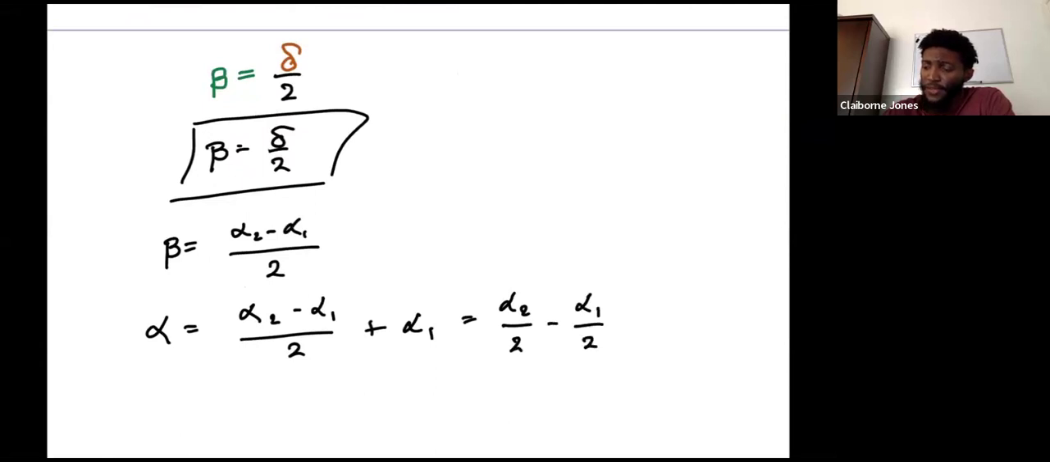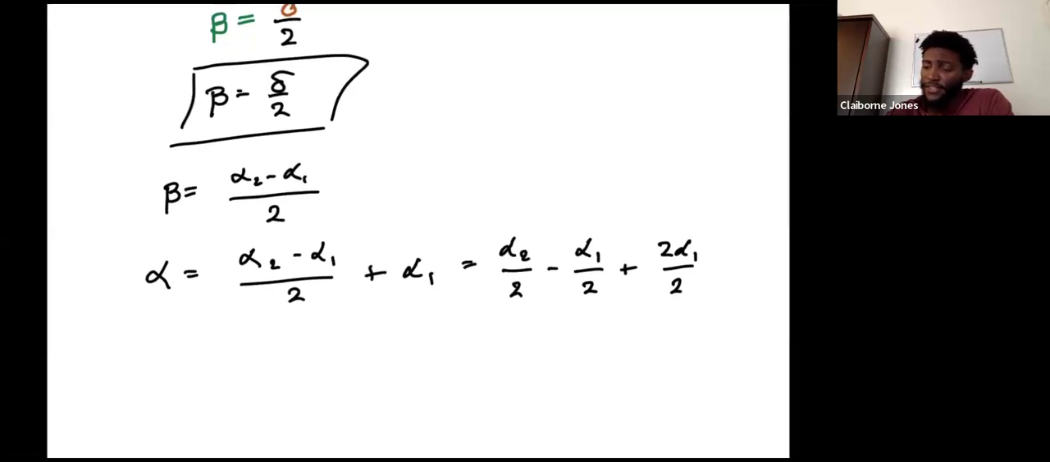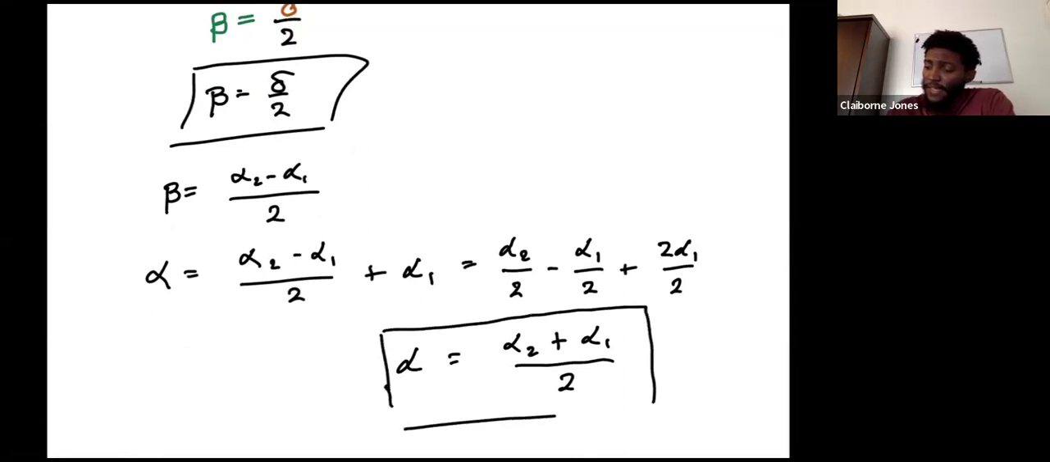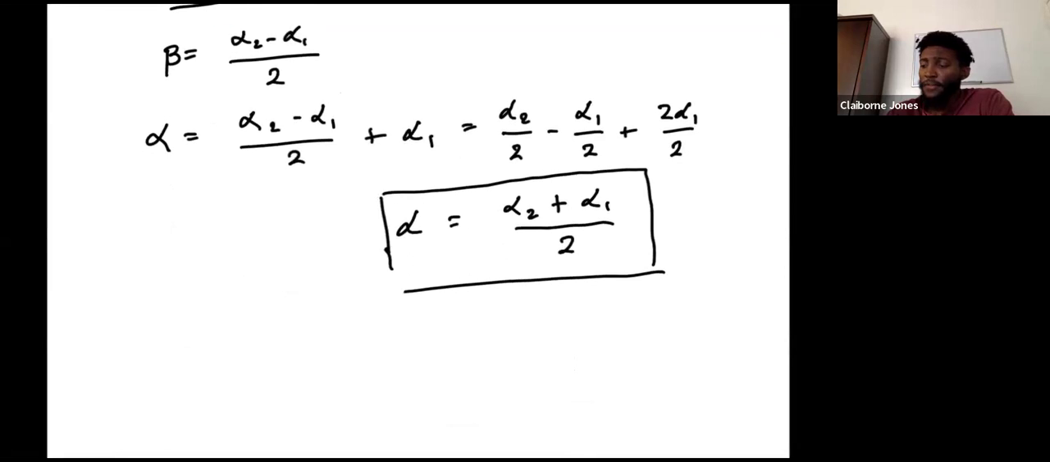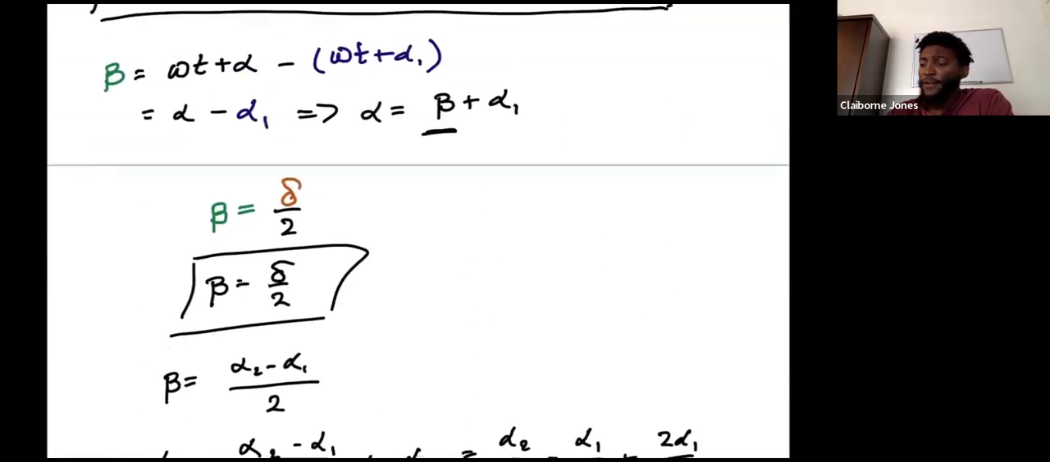Alpha 1 over 2 plus 2 alpha 1 over 2. I just multiplied by 1. And you add this together, 2 minus 1 is 1. So then you just end up with alpha is equal to alpha 2 minus alpha 1 divided by 2. Or rather, plus. See, I even mess up sometimes. It's plus. And that is what you would do to find alpha. So that's the value of our alpha.